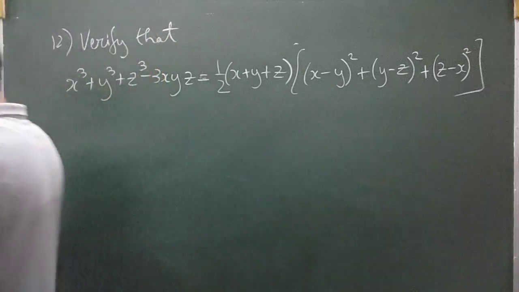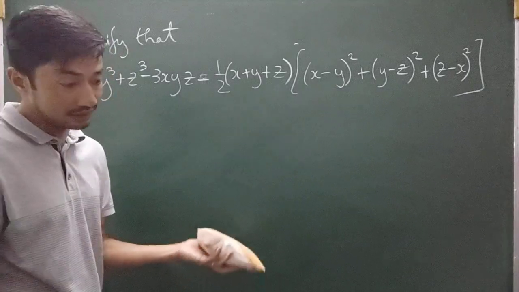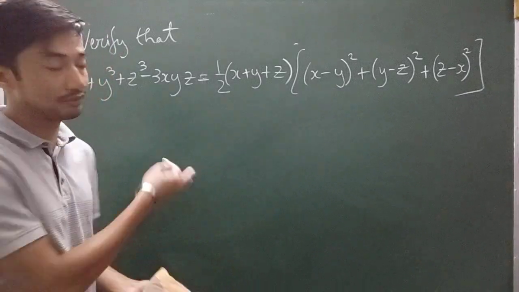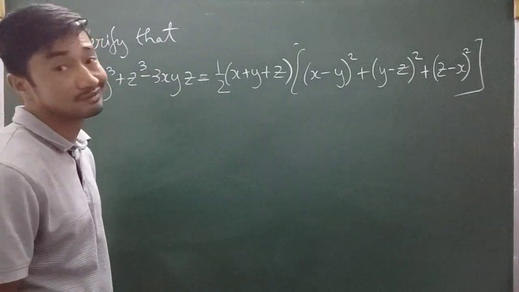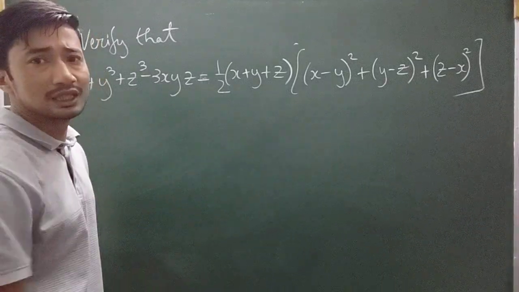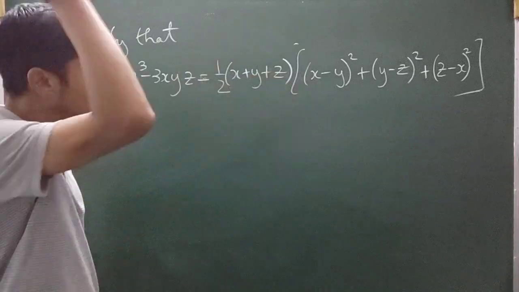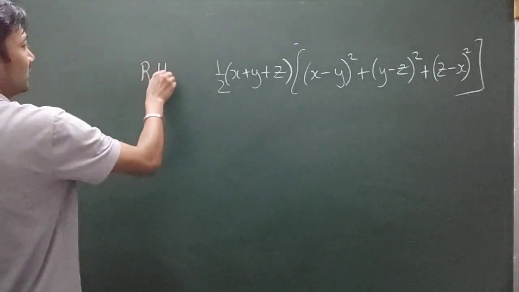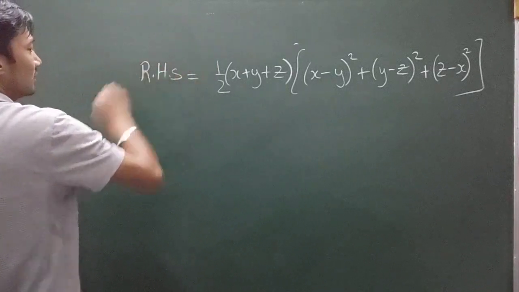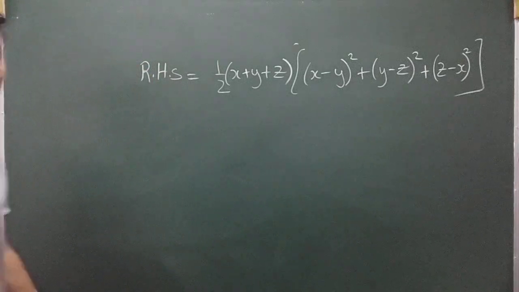All right. So here, there can be some other easier ways also. There are many ways, as I say, for this particular problem. But I'll just go with the lengthy, simple one. I don't want to compare too many things. So what I'll do is start with the right hand side. From the right hand side, I'll try to prove the left hand side because it's about verification only.